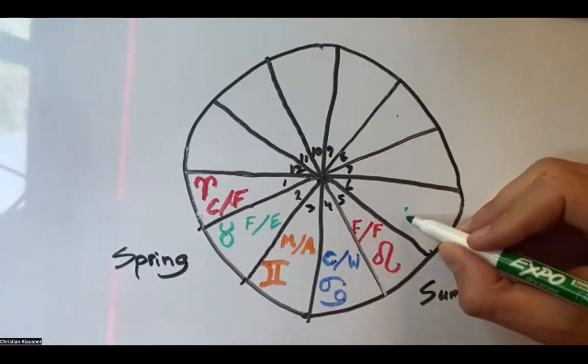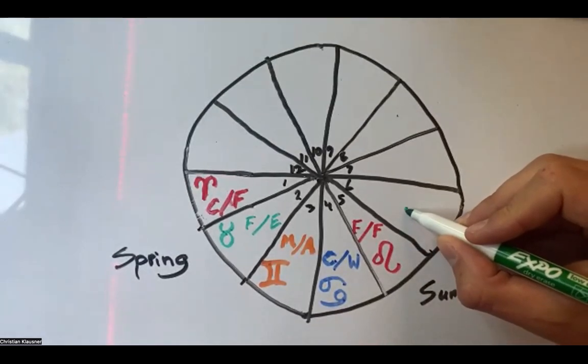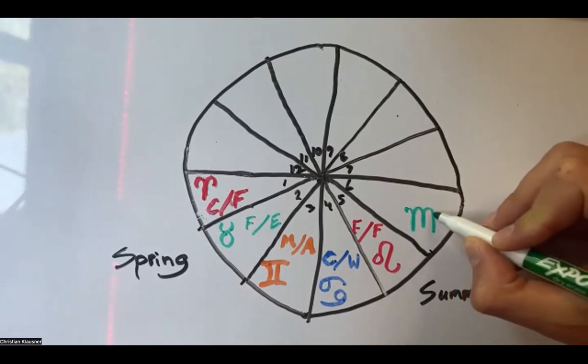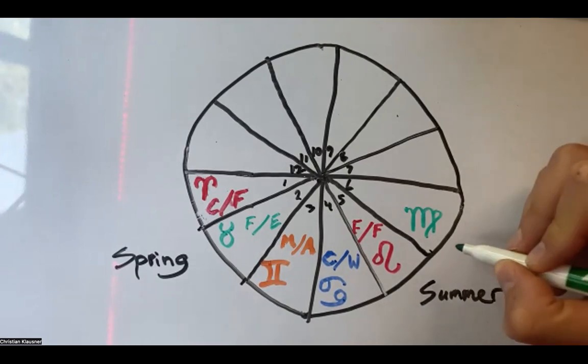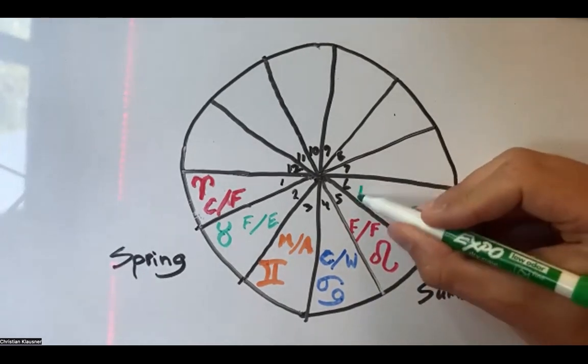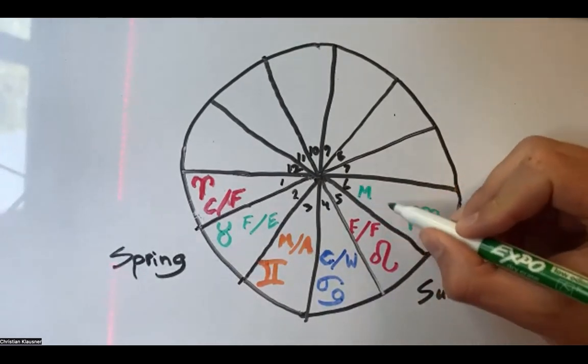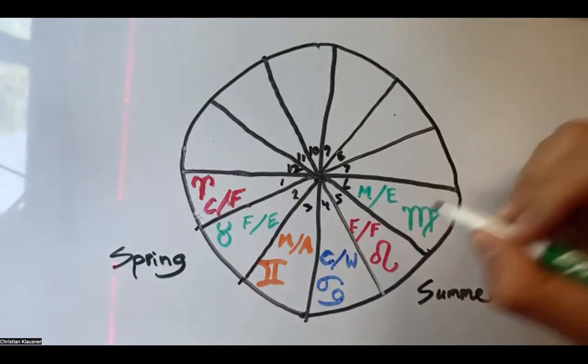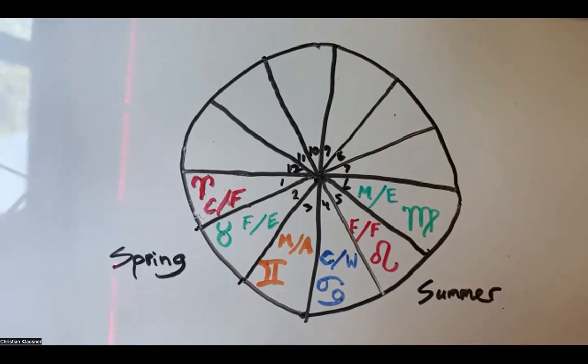Okay, so then summer is going to end with Virgo. We got the M, or the power coil, and that crossed leg at the end. And this is a mutable sign. Why? Because it ends the season of summer. We'll do another slash and we'll do an E for Earth, just to remember it's Earth.